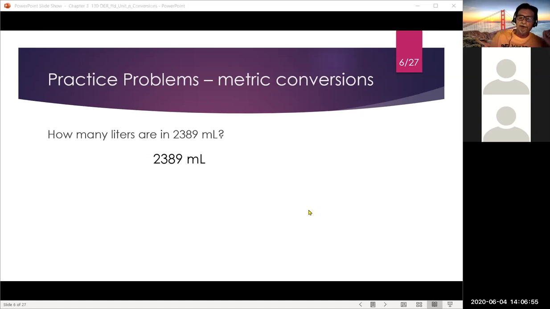So I need to go find a conversion factor, which is, I know that in 1 liter, there are 1,000 milliliters. So I set that conversion factor. Notice that my milliliters will cancel out. Milliliters divided by milliliters cancel out, leaving me the units liters. And now it's a function of doing mathematics. So taking 2,389 divided by 1,000, then your answer is 2.389.